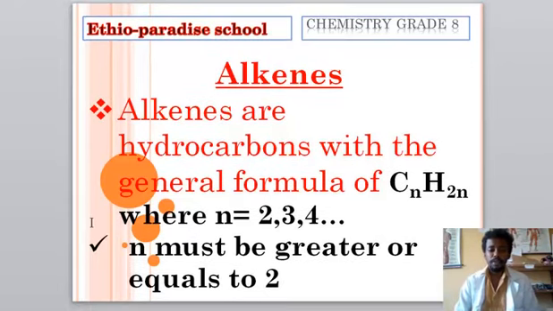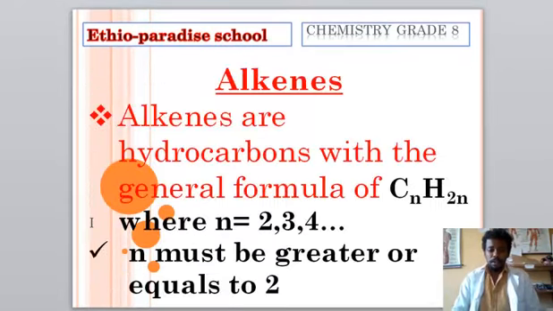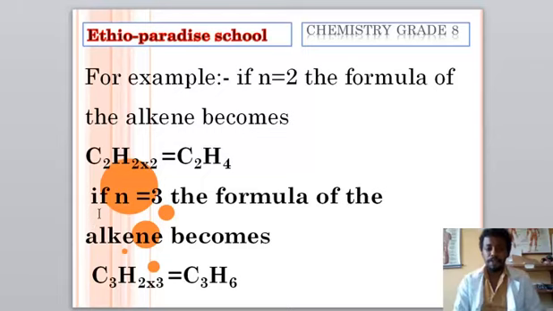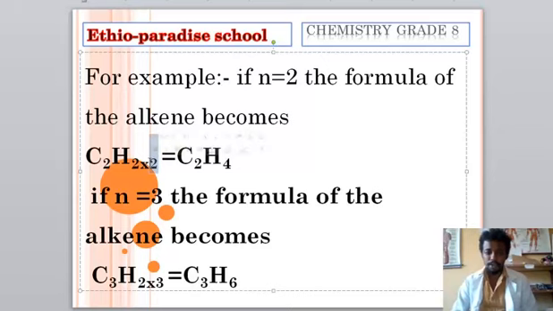For example, if n equals 2, the formula of the alkene becomes C2H2n, so in place of n you substitute 2, because n equals 2, and the formula becomes C2H4. If n equals 3, the formula of the alkene becomes C3H2 times 3, that is C3H6.